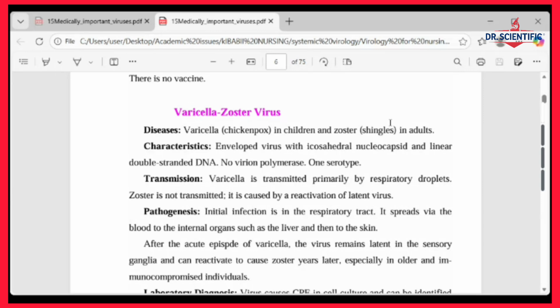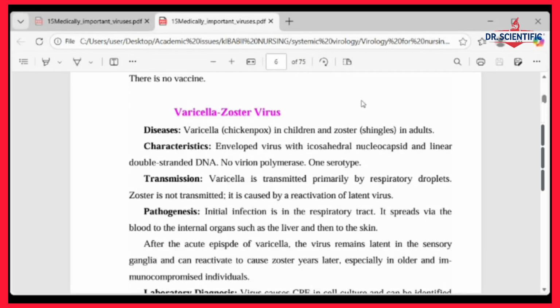So there's another group of virus, what we call varicella zoster virus. Varicella, in common language, we call it chicken pox. I'm sure most of you have seen people affected by chicken pox. The lesions, the small wounds, form all over the body. That is what we call shingles, and it's common in children. So this varicella in children is zoster in adults.